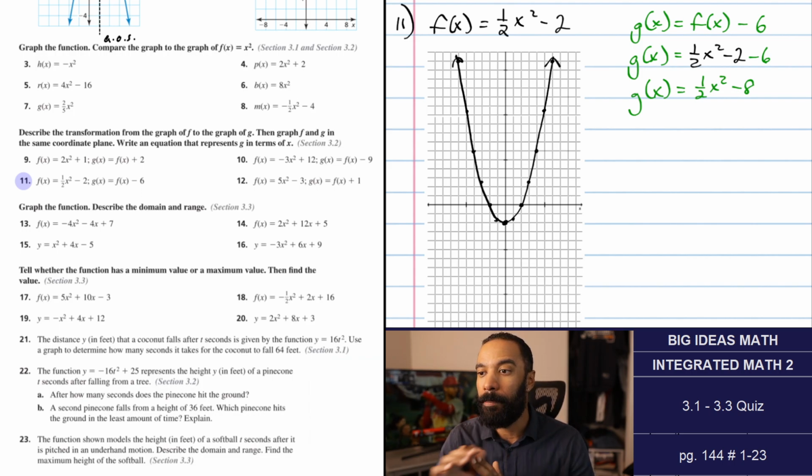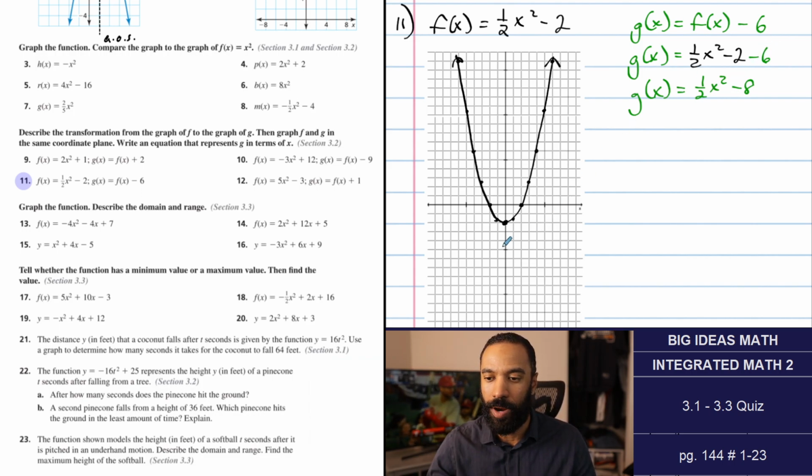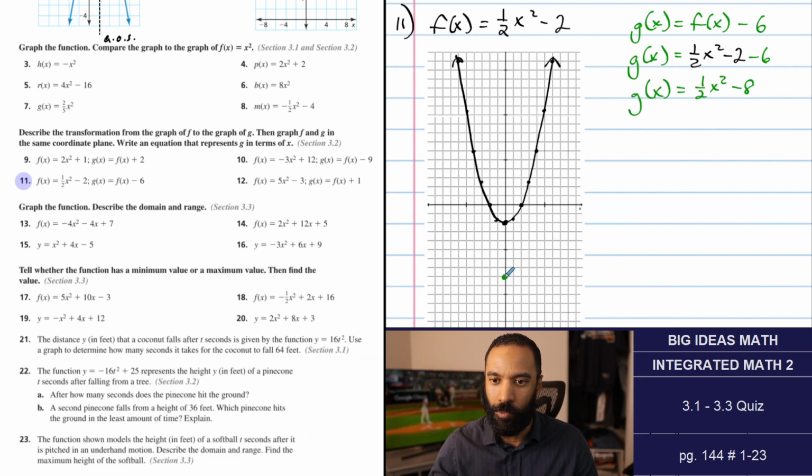All right. This thing's going to translate 6 units down, right? So 1, 2, 3, 4, 5, 6. What y value are we at right now? Negative 8. That's where that is. So everything else is the same. I could copy paste, but I'm just going to work this out again. 1, 1/2, 2, 2, 3, 4.5. That's half of 9. Now we'll go half of 16. That'll be on the x-axis.